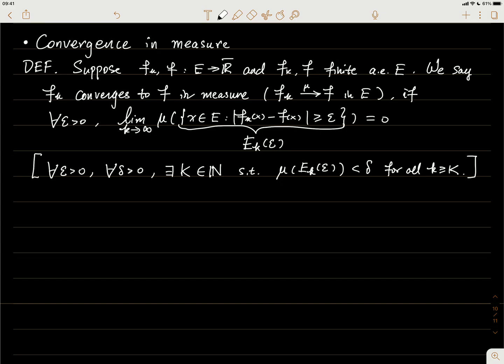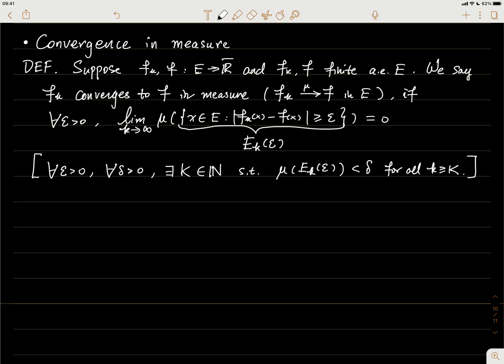But the key idea is pretty simple. For any fixed epsilon, the measure of E k epsilon goes to 0. Remember that all these functions are finite almost everywhere. So if they deviate at those points where they are infinite, it doesn't matter, because we only care whether the measure of the sets where they deviate converges to 0. Wherever fk and f are infinite, they don't matter because they only take a measure 0 set.